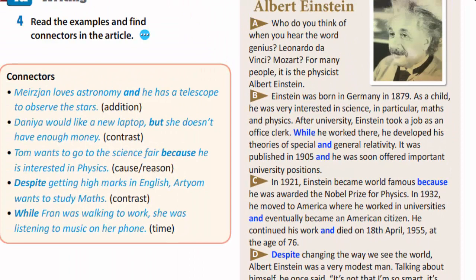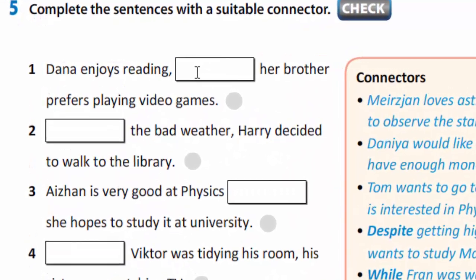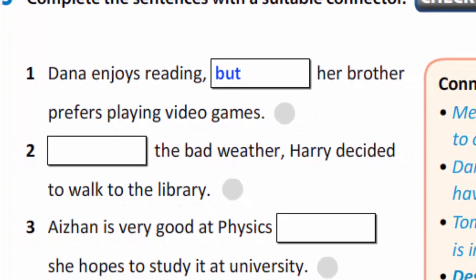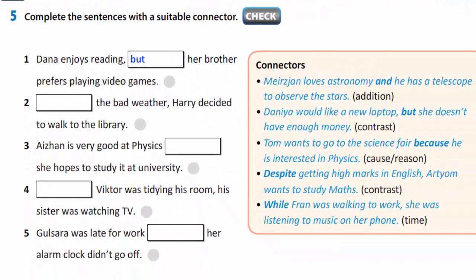Now let's do exercise 5. You are to complete the sentence with a suitable connector. For example, Dana enjoys reading, but her brother prefers playing video games. You see, it's a contrast. Now finish this exercise in your copybooks.